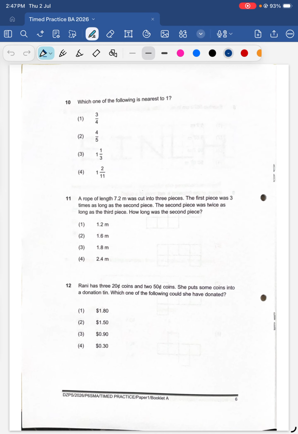Hi student, I'm going to go through question 11 to 18 of the time practice booklet A. Let's start with question 11.